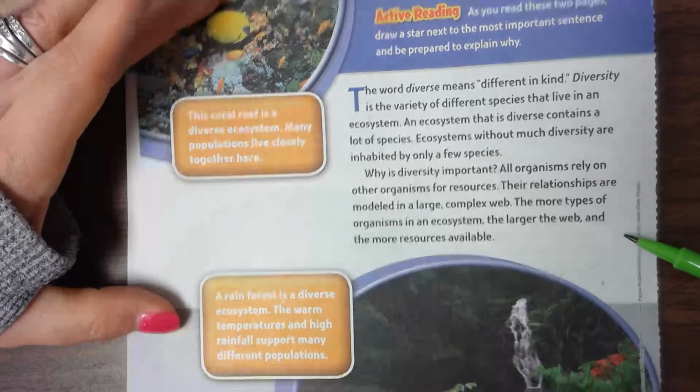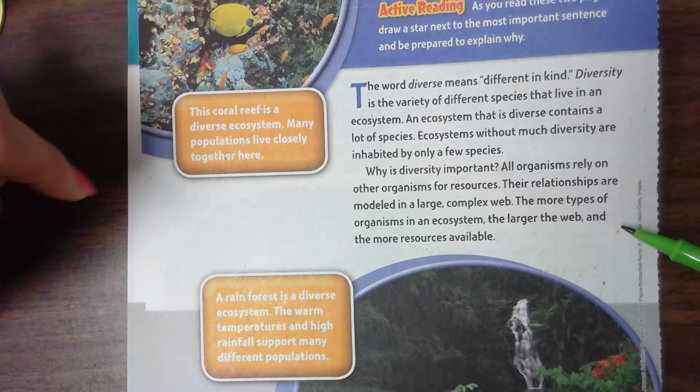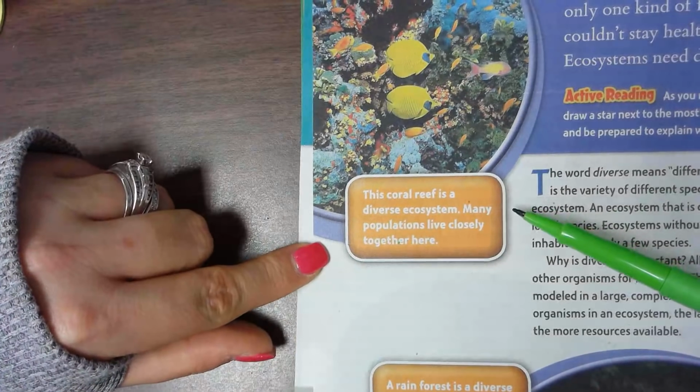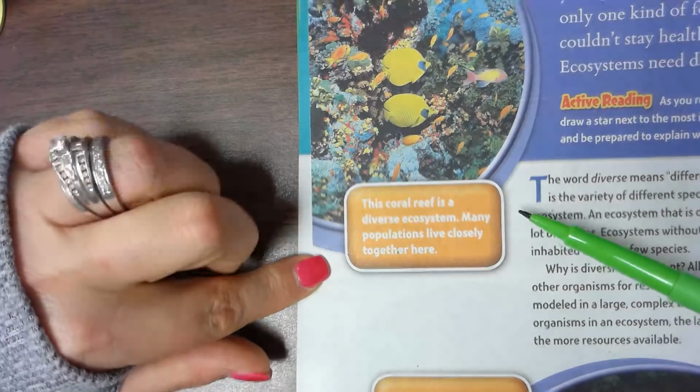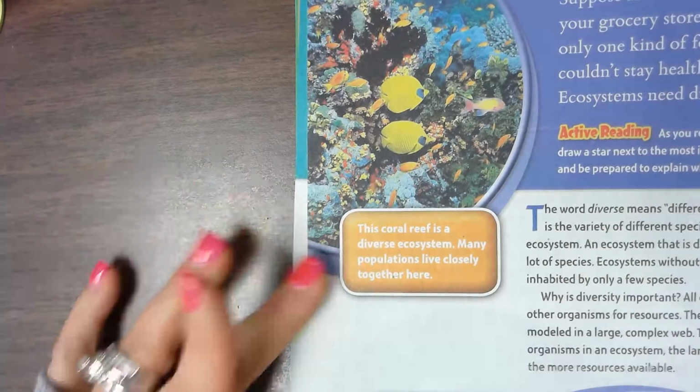The more types of organisms in an ecosystem, the larger the web, and the more resources available. This coral reef is a diverse ecosystem. Many populations live closely together here. See all the different types of fish and the different types of plants and coral reef.